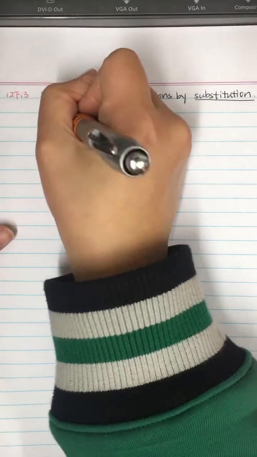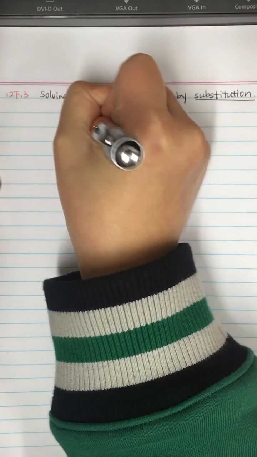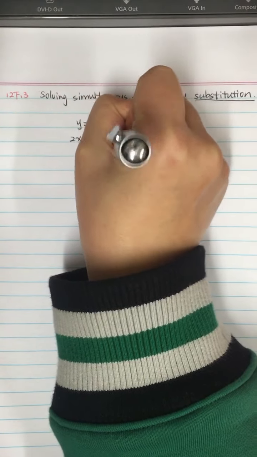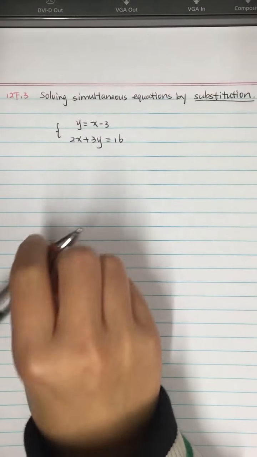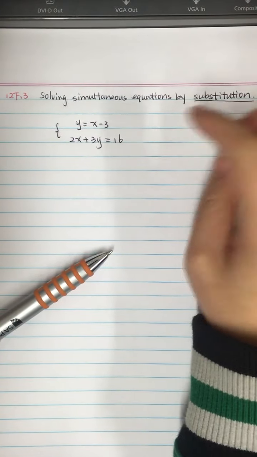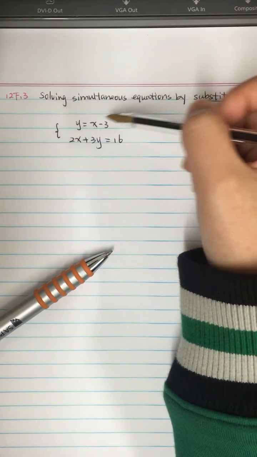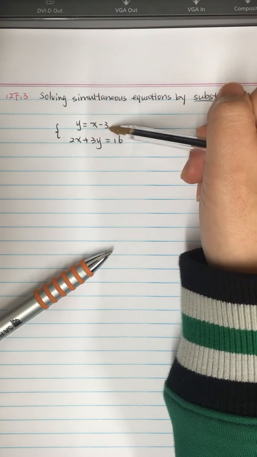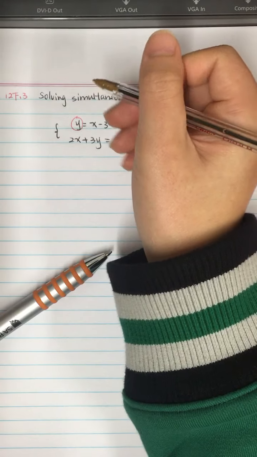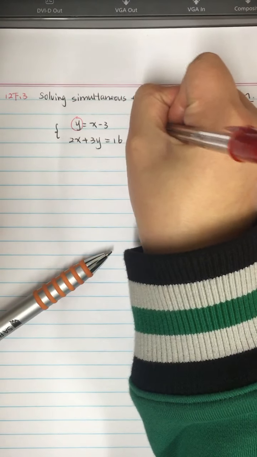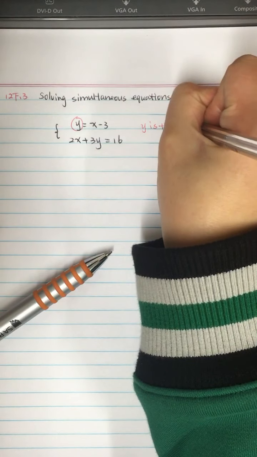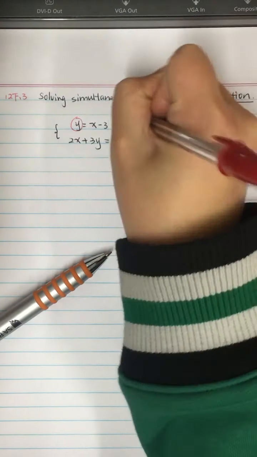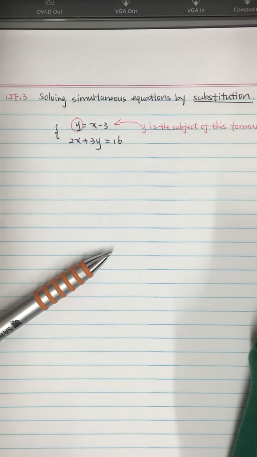So let's look at this example where we have two equations, y equals x take 3 and 2x plus 3y equals 16. We have to solve these two. Looking at these two equations, we can see the first one is in gradient intercept form, and y is equal to x take 3. So y is the subject of that formula, y equals x take 3.